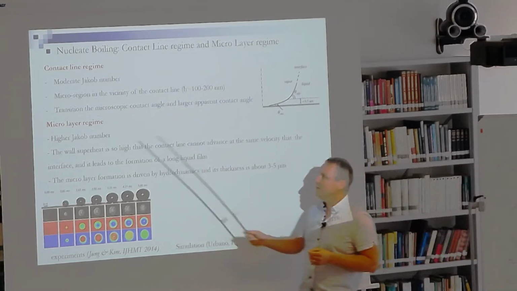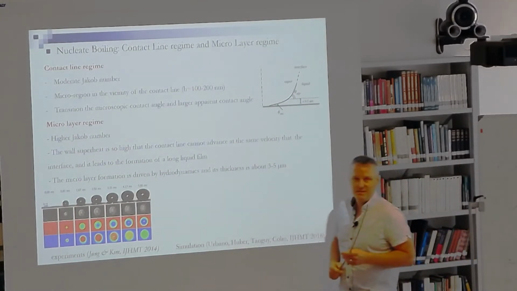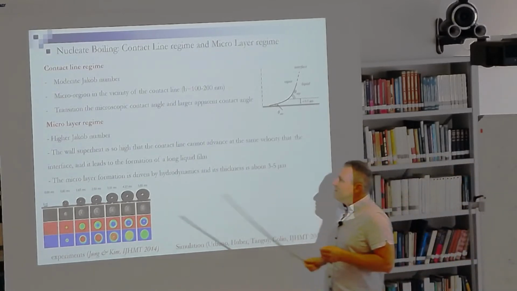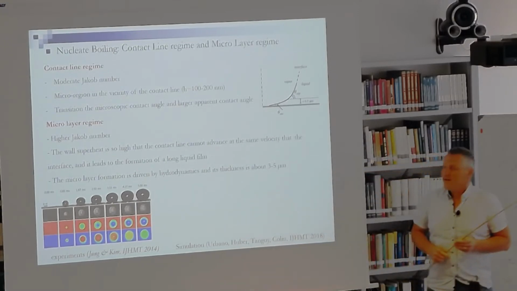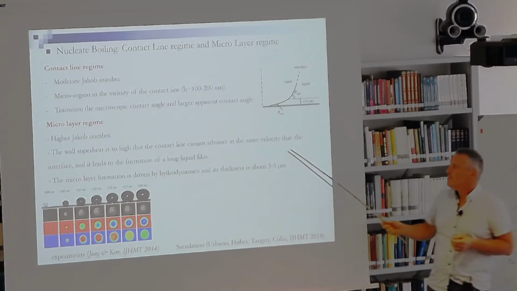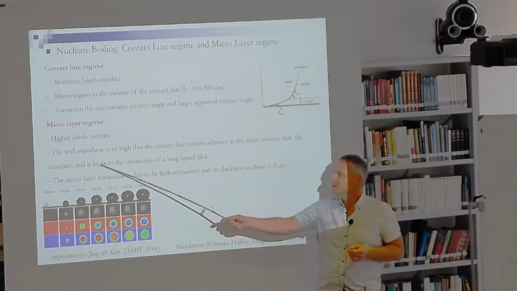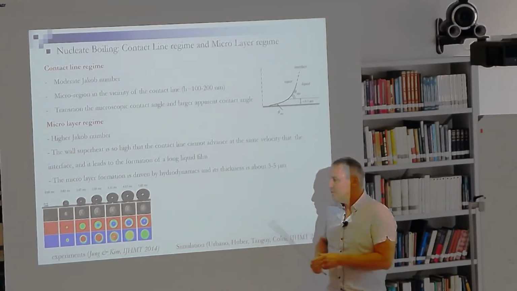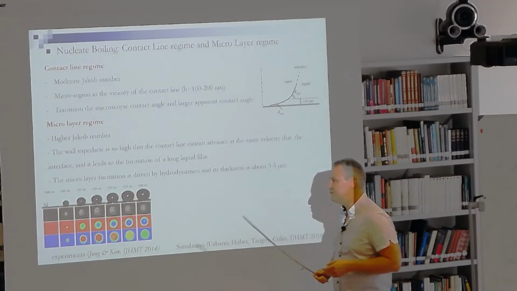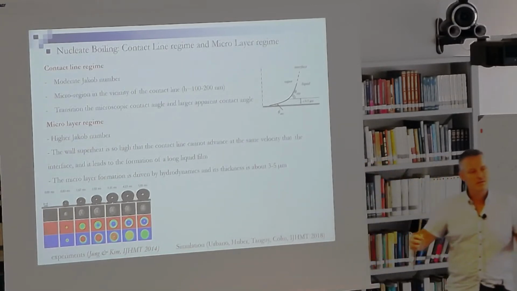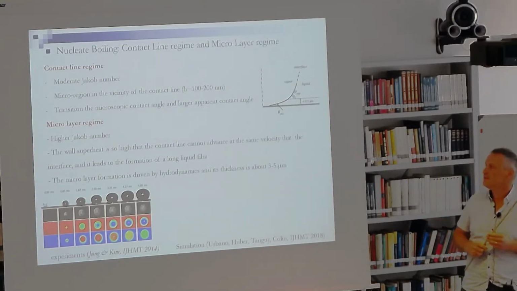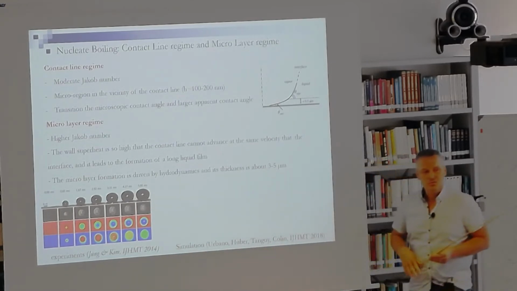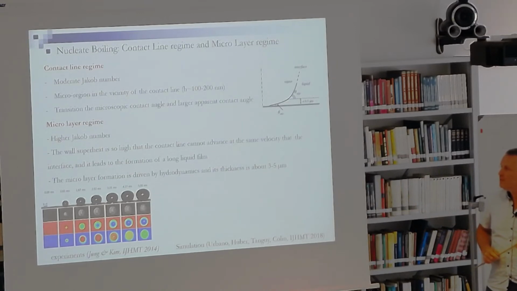Another regime which appears for higher Jacob number, that means for higher wall superheat, is the micro-layer regime. The wall superheat is so high that the contact line cannot advance at the same velocity as the interface, and this leads to the formation of a long liquid film. Here we have some signature of a micro-layer with a strong heat flux due to the very fast advance of the interface, which forms a long liquid film between the bottom of the bubble and the superheated wall.